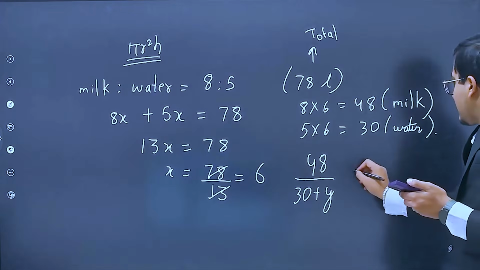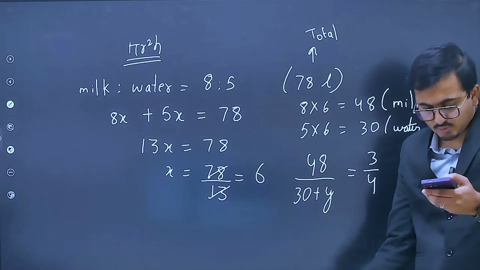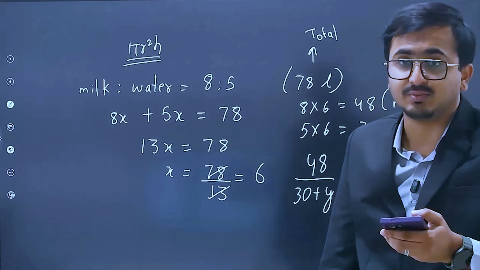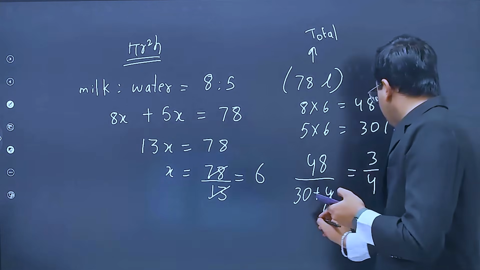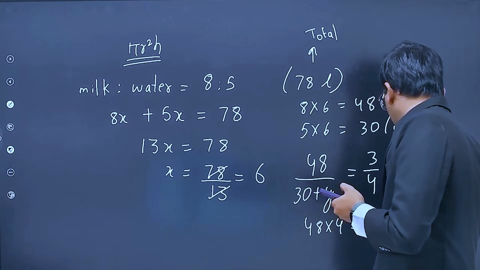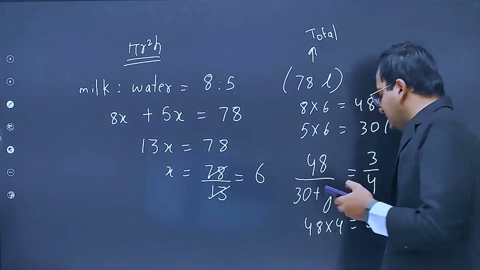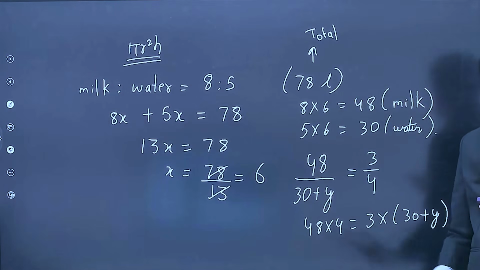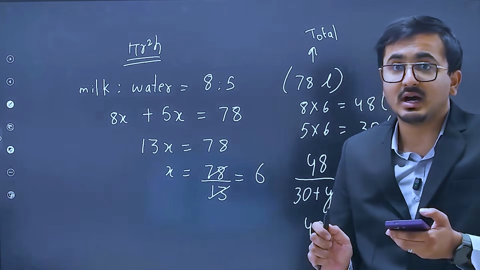This should now be in the ratio 3:4. 3:4 or 3/4, both are the same, I have already told you. Now you can do cross multiplication. That is 48 into 4 equals 3 into 30 plus y. Before multiplication, let me tell you a quick technique.